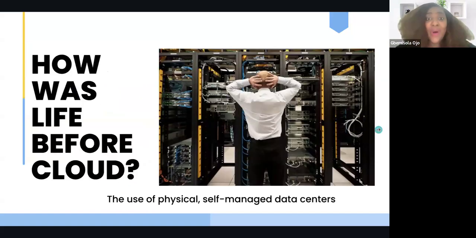So life before cloud, what was it about? The use of physical self-managed data centers. So Netflix, for example, even though they're a media company, their focus always has to be, because I mean, imagine how many movies are on Netflix. Who can guess the number of movies on Netflix? Give me in the chat box. Millions of movies are on Netflix.